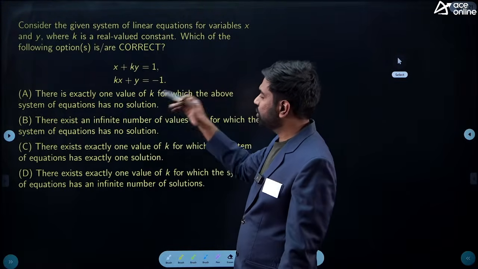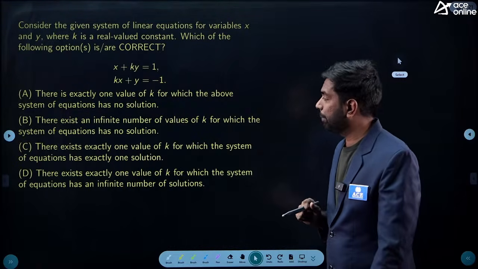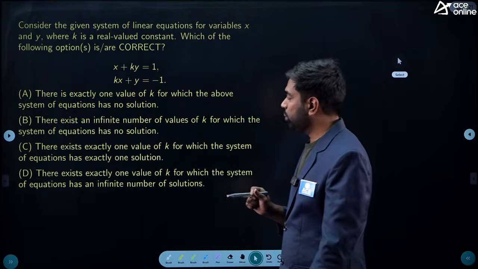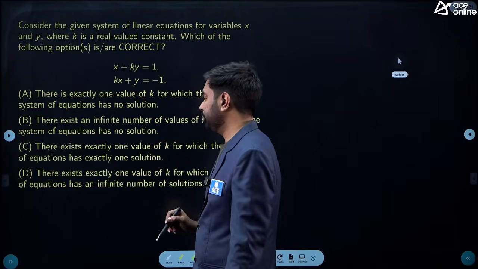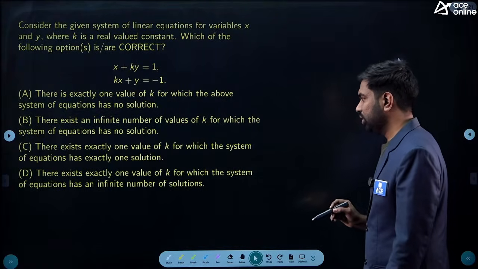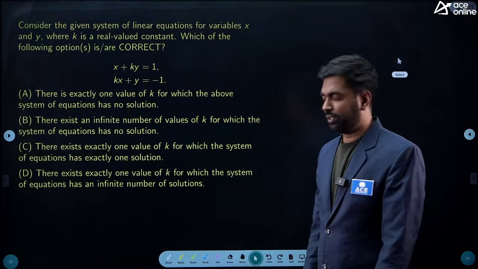Maybe if this is true, this is false, or if this is true, this is false, something like that. There might be some relation between them. There exists exactly one value of k for which the system of equations has exactly one solution. There exists exactly one value of k for which the system of equations has an infinite number of solutions.